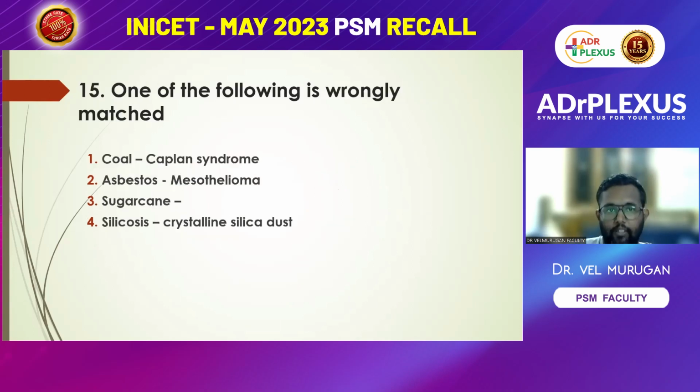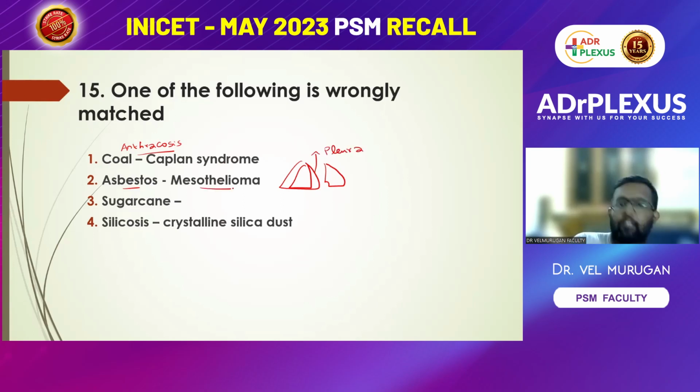Next, one of the following is strongly matched. I cannot get all the details, but you can remember coal, anthracosis, Buckland syndrome. Asbestos mainly affects the lungs, surrounded by the pleural layer. This pleural layer is affected, so we mainly get something called mesothelioma.